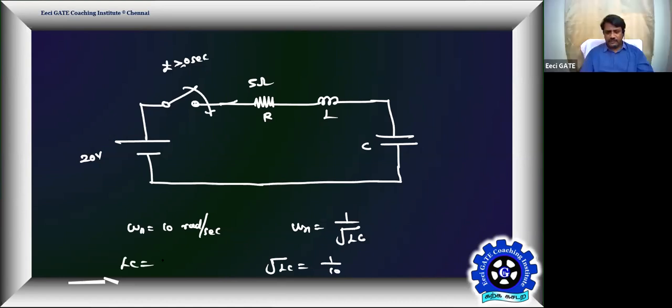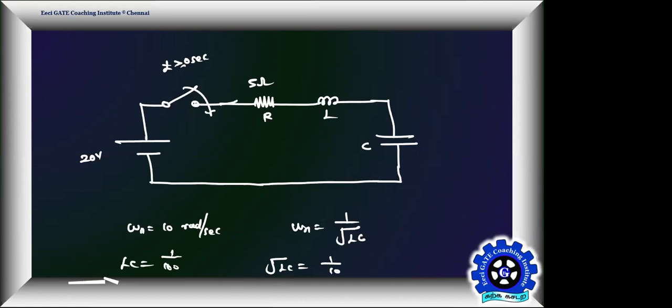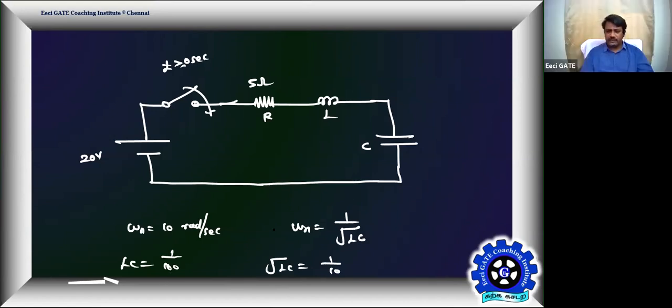Then LC equal to 1 by, squaring both sides, omega n square. 1 by LC equal to omega n square, so LC equal to 1 by omega n square. So it's 1 by 100, which is nothing but 0.01. So let us fix LC as 0.01.